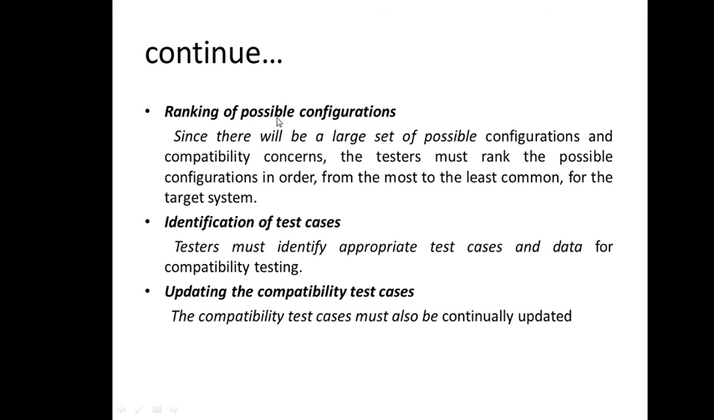Then ranking of possible configuration. Since there will be a large set of possible configurations and compatibility concerns, the tester must rank the possible configurations in order from the most to the least common for the target system. Most compatible one, you'll rank 1. Moderate one, say you'll rank 2. And the least compatible one, you are going to rank 3. So you can scale it, right? From most to the least, ranking of the possible configuration.